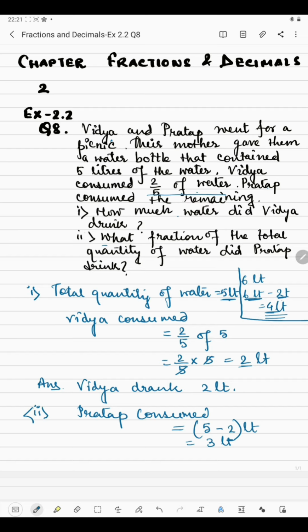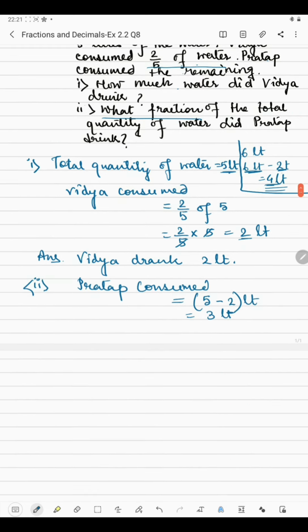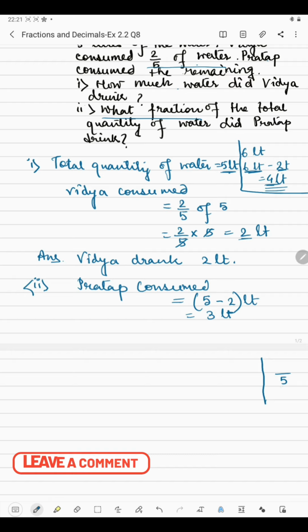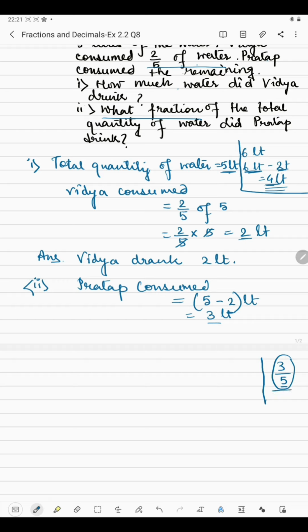Here it is asked what fraction. Fraction means from the total quantity. See, if the total quantity is 5 liters and out of 5 liters Pratap consumed 3 liters, the fraction will be 3 by 5. Fraction means a part, means out of the total quantity, how much portion Pratap consumed. So the answer will be 3 by 5, not 3 liters.